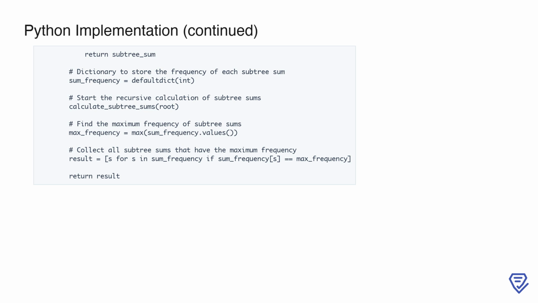Once all the subtree sums have been processed, we determine the maximum frequency by finding the highest value in the sum_frequency dictionary. This tells us how often the most common subtree sum appears. Using this maximum frequency, we then collect all subtree sums that occur with this frequency. We accomplish this with a list comprehension that iterates over the keys in sum_frequency and selects only those sums whose frequency equals the maximum. Finally, we return this list of most frequent subtree sums as the result of the function.